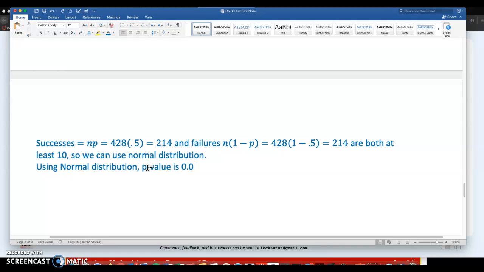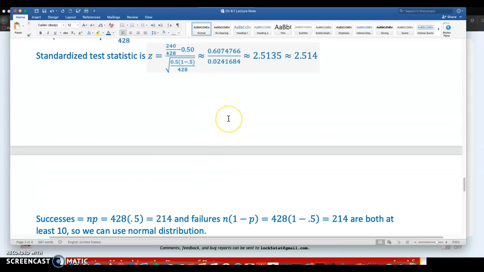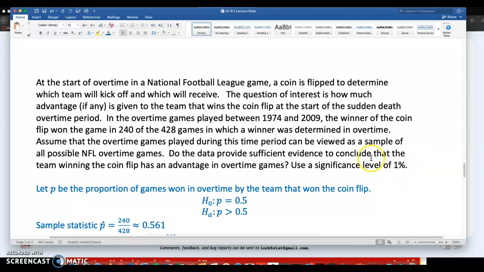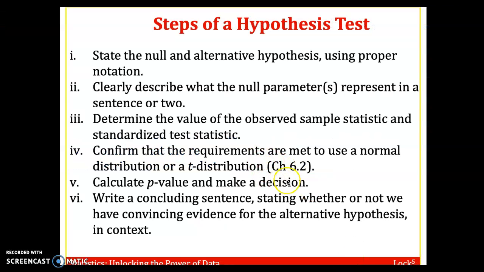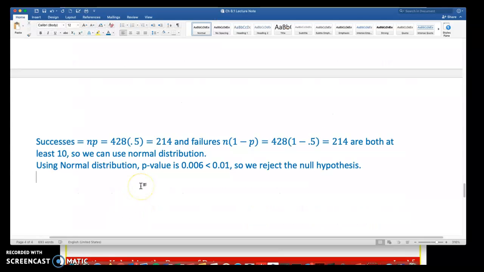So using normal distribution, p-value is 0.006. And that is less than, we're using a 1% significance level. 0.006 is less than 1%, so we reject the null hypothesis. So I've got my p-value and decision, and then I'm going to ask you to write a concluding sentence talking about the evidence for or against the alternative hypothesis.